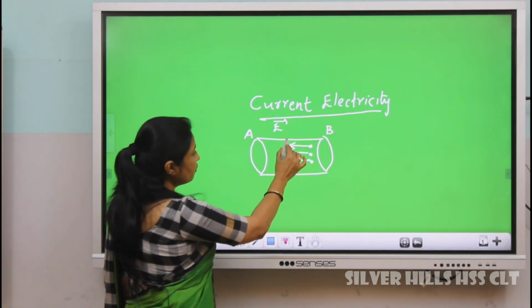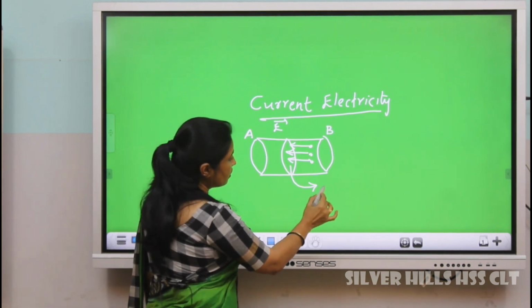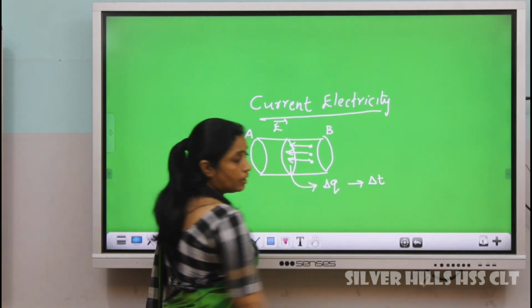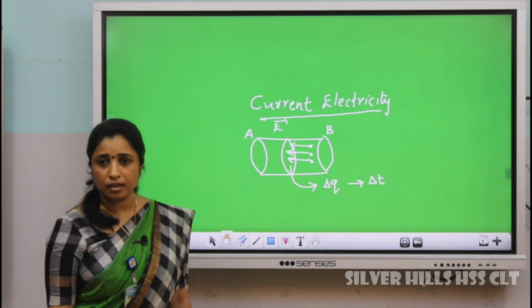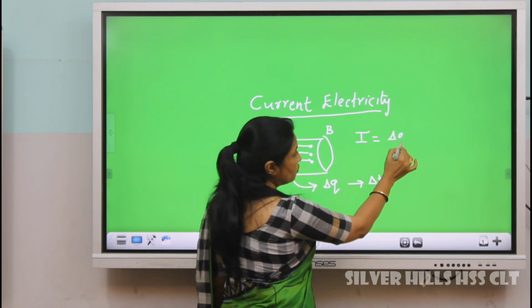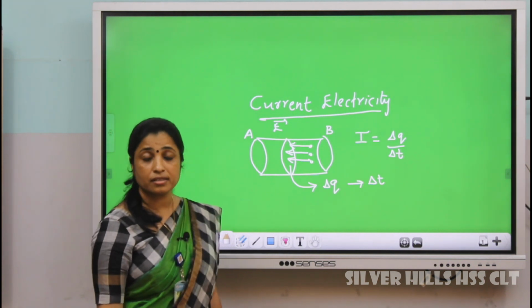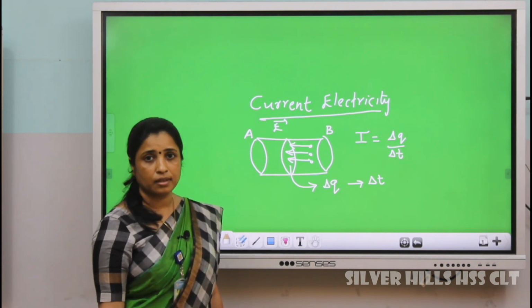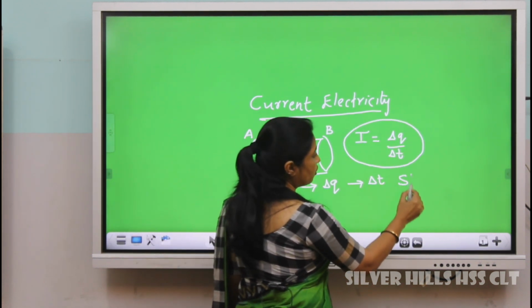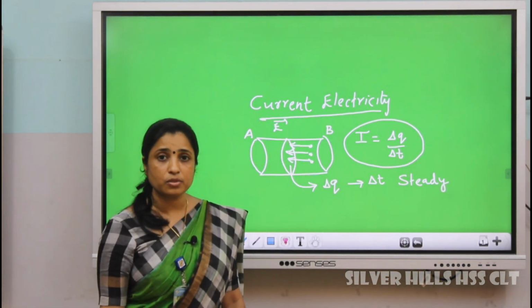Now let's consider a uniform cross-sectional area here. Let's say that the net charge passing through this area is delta Q for a time delta T. Then the physical quantity electric current, denoted by the capital letter I, is equal to delta Q by delta T. Or electric current can be defined as the rate of flow of charge. Here, this holds good only for a steady flow of current, that is, if the flow of charges is not varying with respect to time.